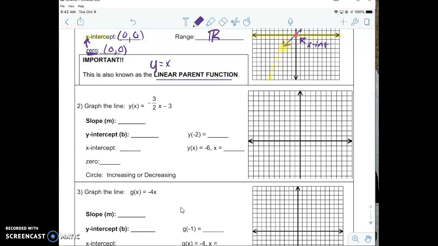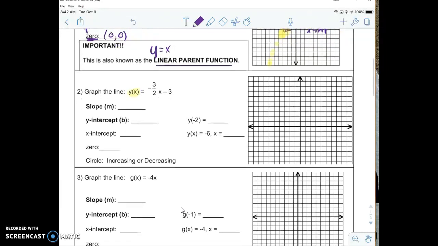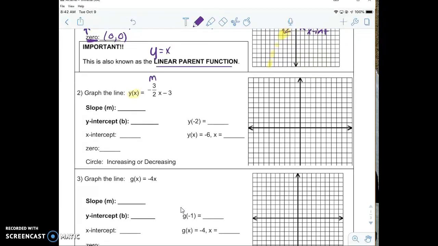Number 2, graph the line y of x equals negative 3 over 2x minus 3. Remember, this function notation is just the same thing as y equals, it's just giving our function a name. This is in the form mx plus b. So my slope is negative 3 over 2. This is my rise over run, so I will go down 3 because it's negative over 2.